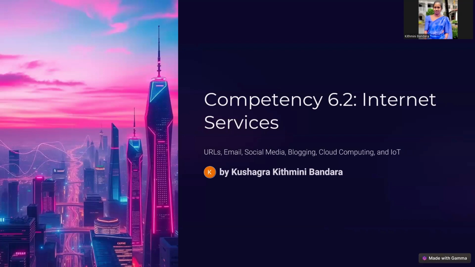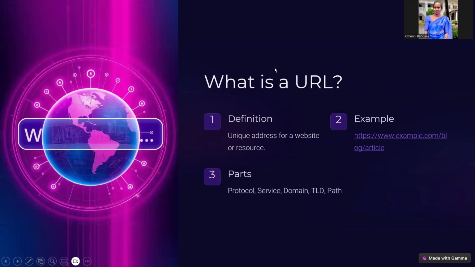Start with the URL, which you see every time you visit a website. A URL, or Uniform Resource Locator, is like the address of a house, but for websites. It tells your browser where to find a specific page or resource on the internet.